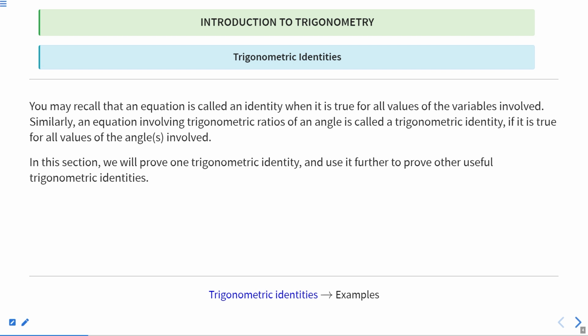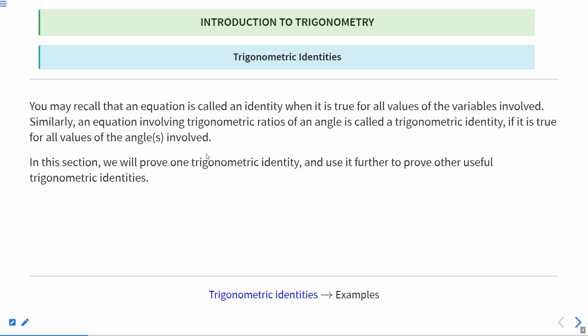Likewise, (a - b) whole square is equal to a square minus 2ab plus b square, also an algebraic identity. So you may recall that an equation is called an identity when it is true for all the values of the variable involved.